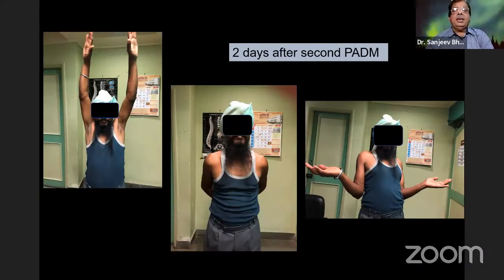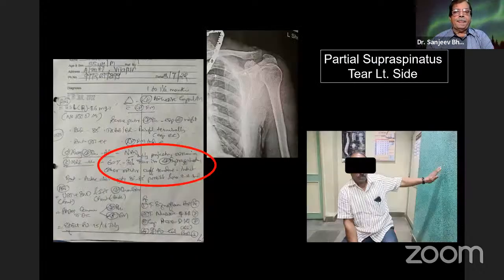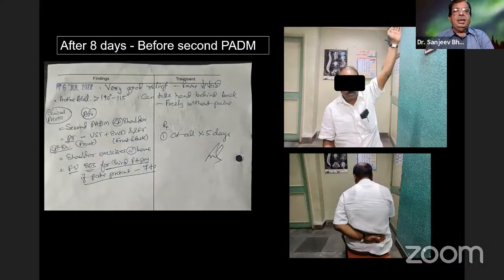2 days after the second periarticular injection, he was coming daily for physiotherapy, and he had active full range of movement, and abduction as well as other range of movements were totally improved. This is another patient with partial supraspinatus tear. He came from a place about 100-150 kilometers away. After 8 days, before the second periarticular injection, he had nearly 60 to 70% relief. And at the end of 3 injections, he was totally normal.